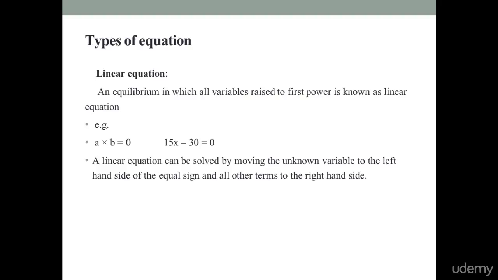You can see, for example, a cross b equals 0, 15x minus 30 equals 0. A linear equation can be solved by moving the unknown variable to the left hand side of the equal sign and all other terms to the right hand side.